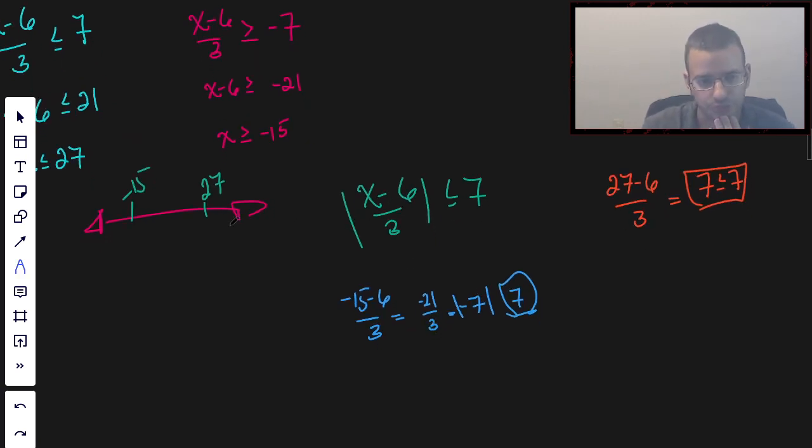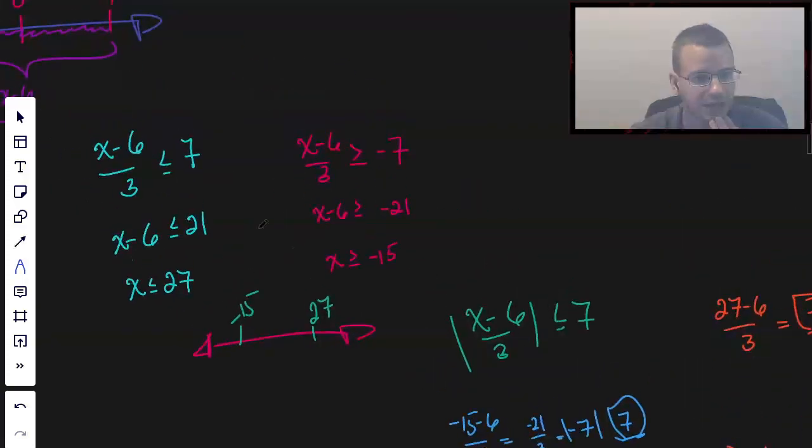I'm going to choose 0, because 0 is between negative 15 and 27. 0 minus 6 over 3. 0 minus 6 is negative 6. Negative 6 divided by 3 is negative 2. Absolute value of negative 2 is 2. 2 is less than or equal to 7. So check, that's also true.